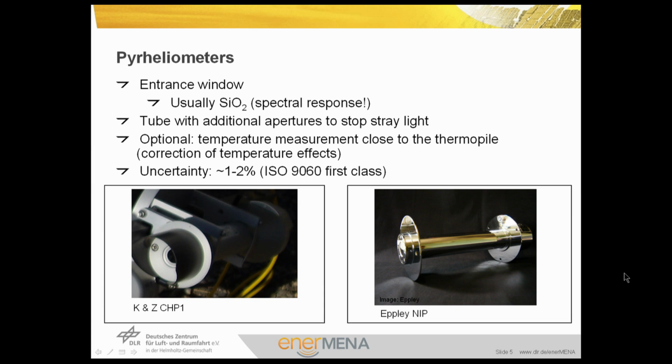The pyrheliometer consists of a tube with additional apertures to stop stray light, and optionally there are temperature measurements close to the thermopile. These measurements allow us to correct temperature effects of the thermopile. Pyrheliometers can reach an uncertainty between 1 and 2%, and this holds for ISO 9060 first-class pyrheliometers.